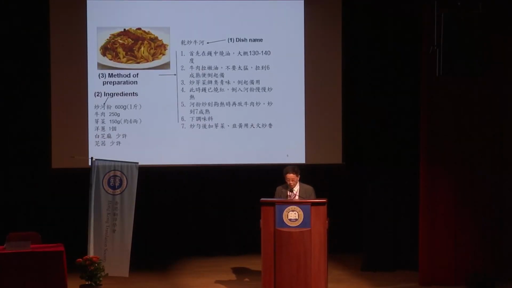Before then, we have the ingredients, meaning the rice flours, and beef, bean sprouts, onions, white sesame, and coriander. And this is what is typically a recipe is about.